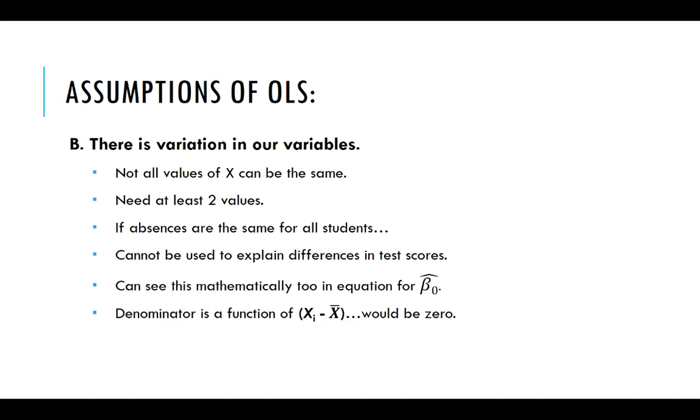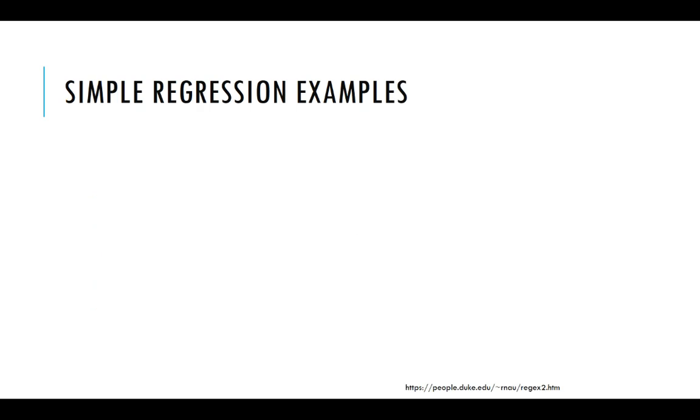Same thing if we were thinking about test scores. That wouldn't make any sense. If every student has the same test score, then there's nothing for us to estimate. All right, you get that. So let's look at some simple regression examples. And now we're going to use some numbers.